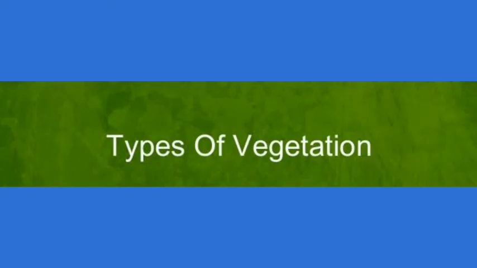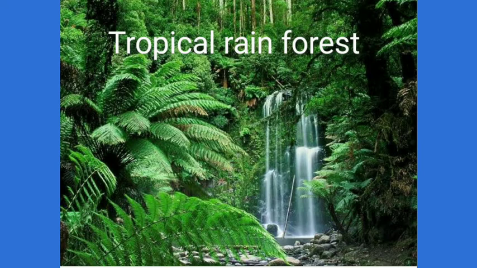Now the next topic, that is types of natural vegetation. On the basis of altitude, soil, rainfall and differential temperature, there are five types of natural vegetation regions in India. That is tropical rainforest, tropical deciduous forest, tropical desert vegetation, temperate forest and grassland regions, and tidal forest. Now the first point, that is tropical rainforest.